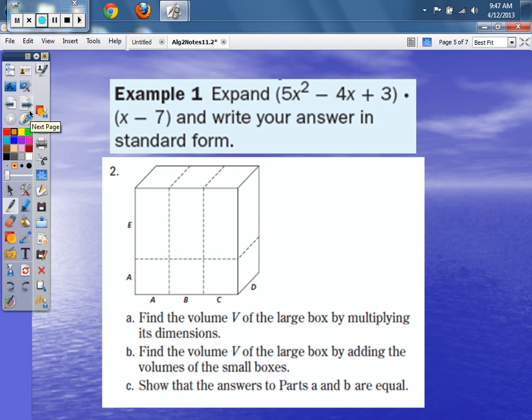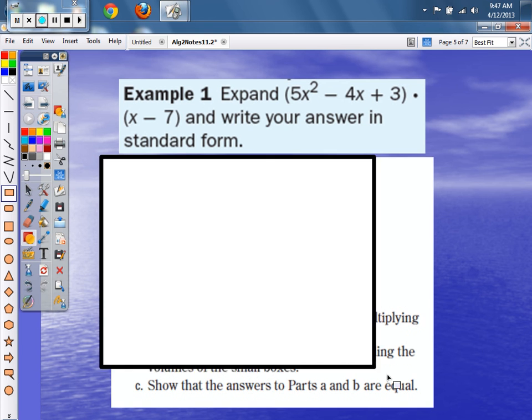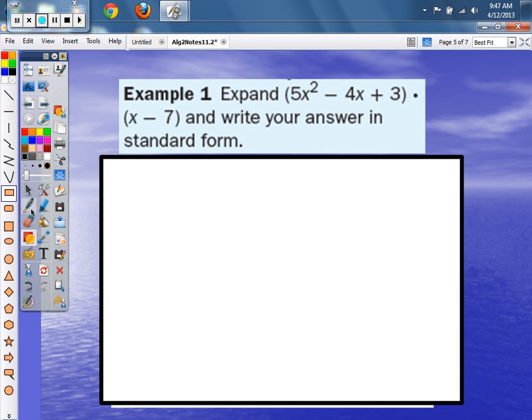So here's an example. We're going to expand this guy: 5x squared minus 4x plus 3 times x minus 7. Okay?